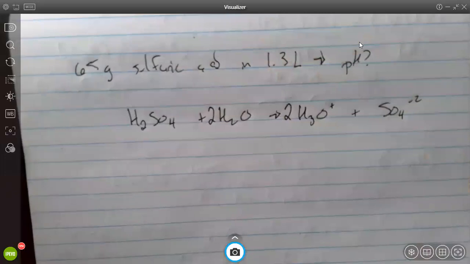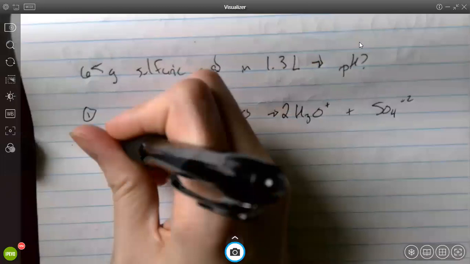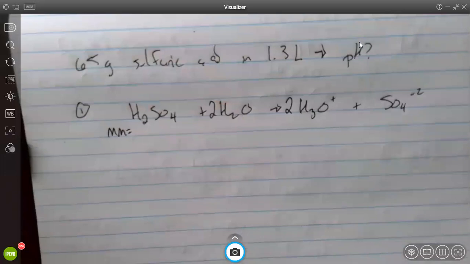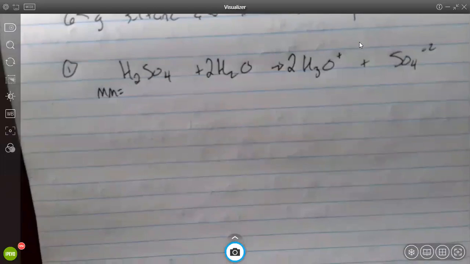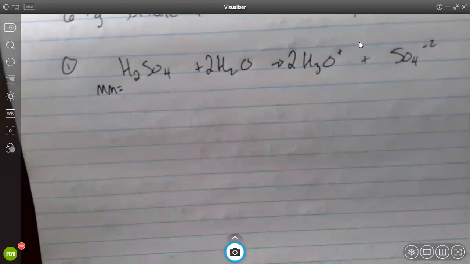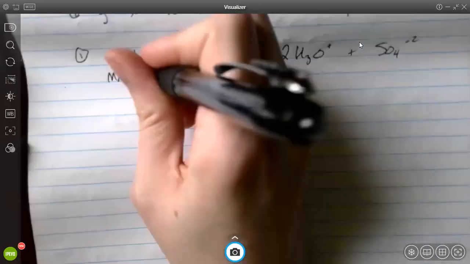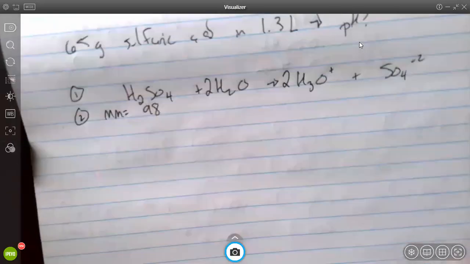Okay, from there, now that I have my balanced chemical equation, I'm going to figure out what the molar mass of my sulfuric acid is. So I'll grab my periodic table. I'm going to have the mass of oxygen, which is 16 times 4, because there's 4 of them, plus a sulfur, which is 32, and then plus 2 hydrogen. And that'll get us a molar mass of 98. So that was my second step, to find my molar mass.